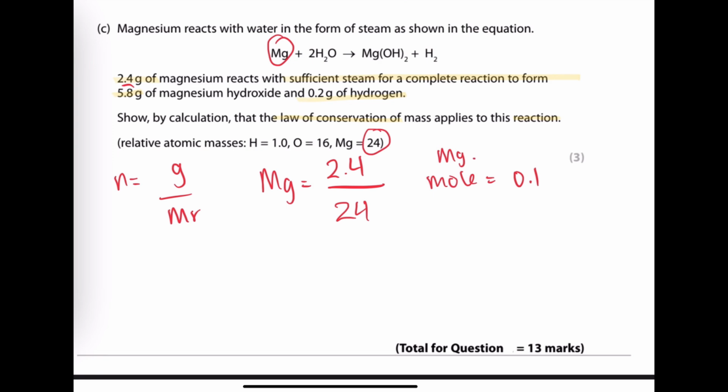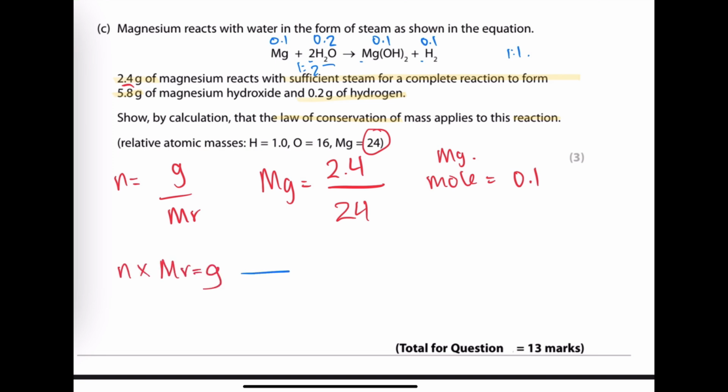So how many do we know? We know if 0.1 mole is magnesium, we just need to now see the ratio because it's 1 to 2. We know that it's 0.2 for water over here, and we know that magnesium is just 0.1 because there's no number in front, so it is a 1-to-1 ratio. So we want to see how many grams of water. We do this by just rearranging this, so it will be n times Mr will equal grams.